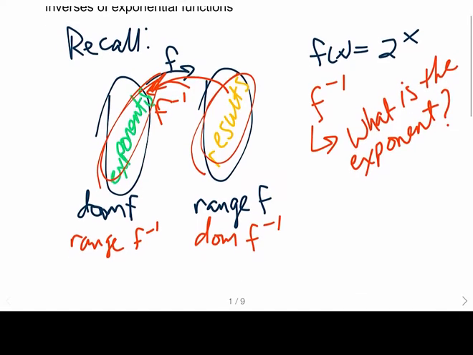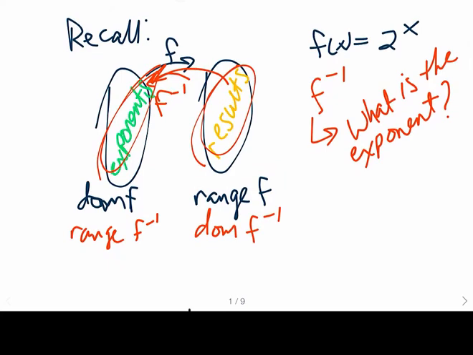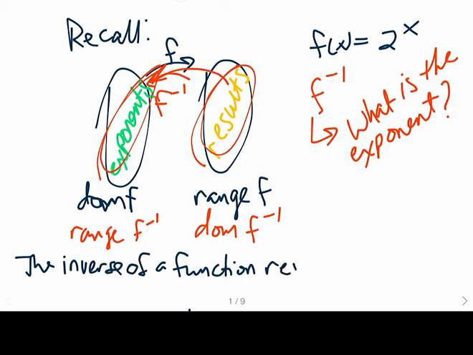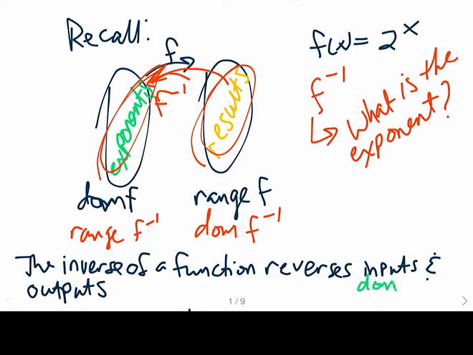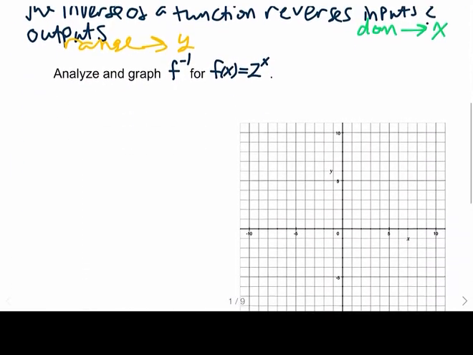So in short, we can say that the inverse of a function reverses inputs and outputs. Or if you like, it reverses the domain and the range. Or we could say it reverses x's and y's. And these things are important to understand, inverses in general and exponential function inverses in particular. With this in mind, we move on to our first example.